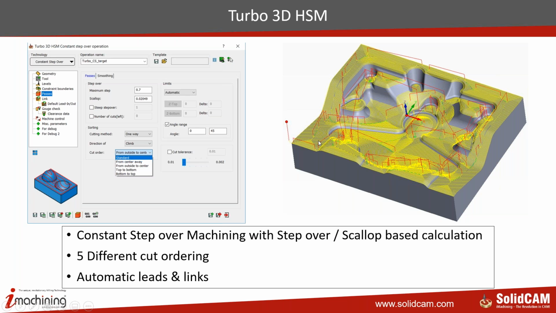And then we have the constant step over, where you can machine based on the patterns that you get with a consistent step over that you define or the user defines. And there are different ways of ordering the toolpath. You can go from outside to inside, inside to outside, center away, top to bottom, bottom to top, got several options to work with.